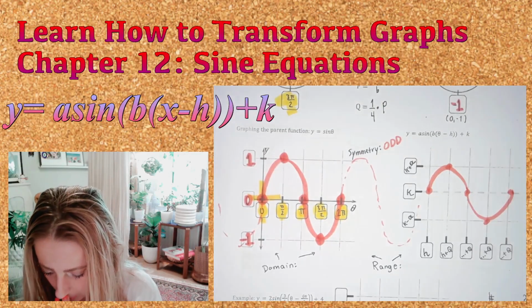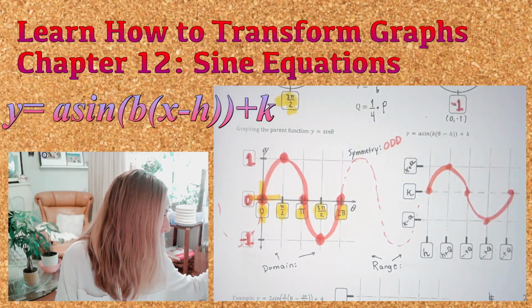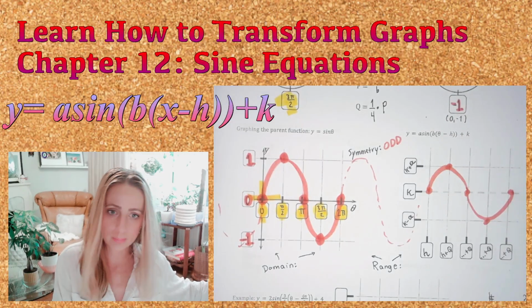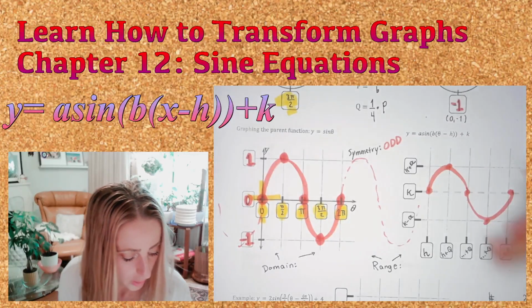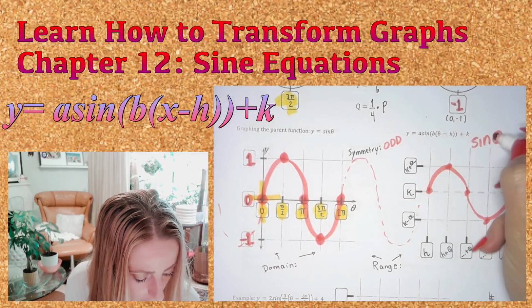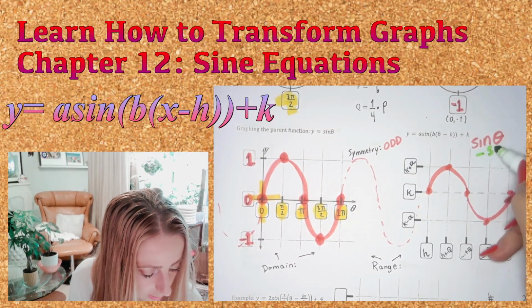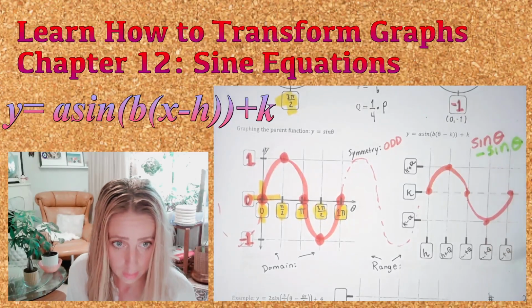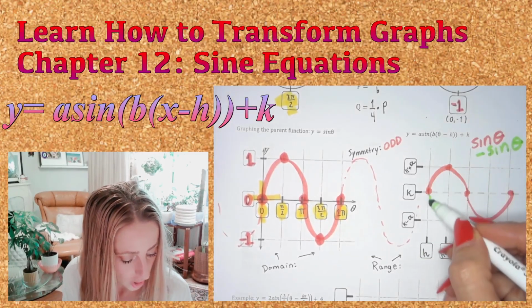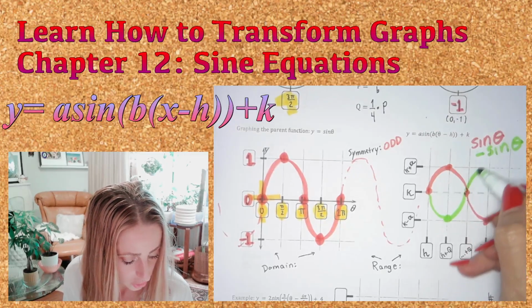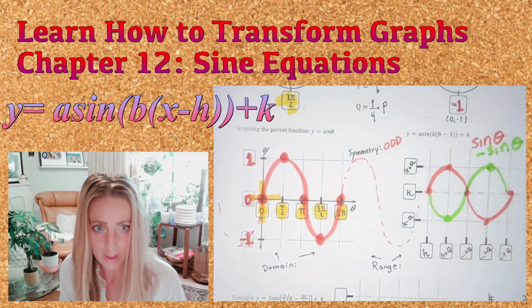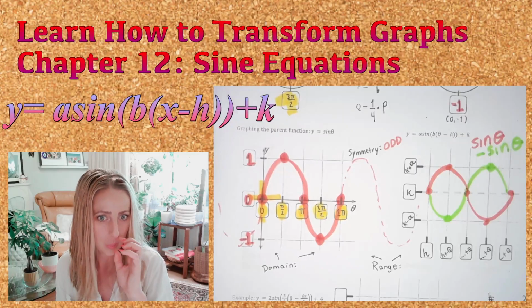And let me get another marker. So that one I just drew, that is sine theta, where A is positive. If I were to have negative sine theta, a vertical reflection, the shape just changes to look like that. So that's what we really need to know when we're graphing sine.